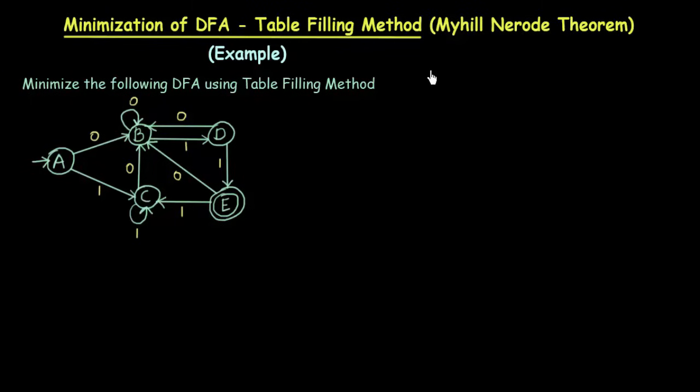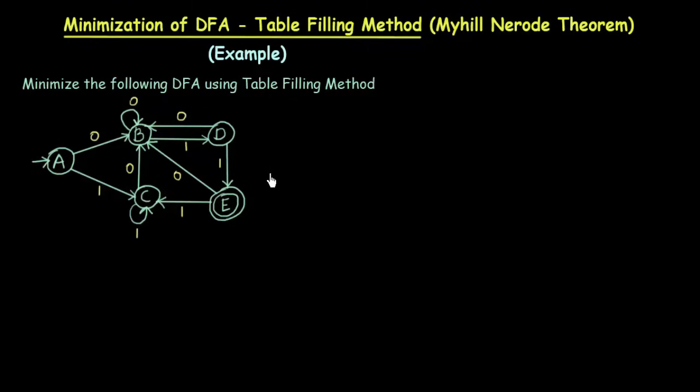In the previous lecture, we have studied about minimization of DFA using the table filling method, also known as the Myhill Nerode Theorem. So in this lecture, we will be seeing another example where we will try to minimize this DFA using the table filling method. If you don't know the steps that we have to follow in this method, I request you to watch the previous video before you proceed in this video in order to understand the steps. Okay, so let's get started and let's try to minimize this DFA using the table filling method.